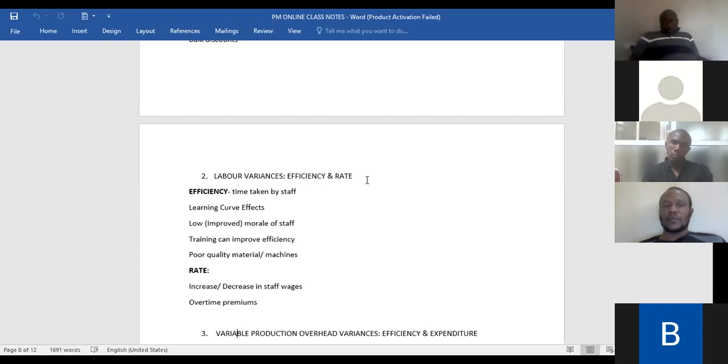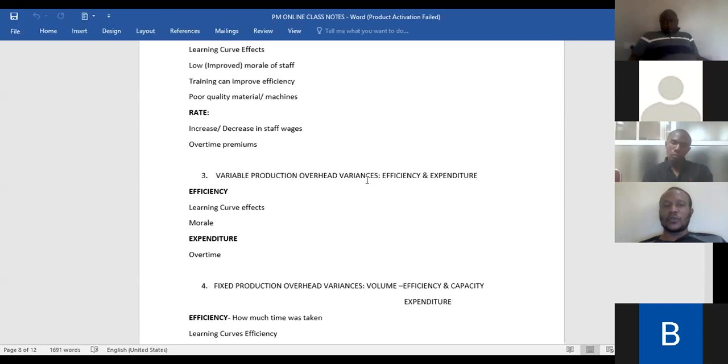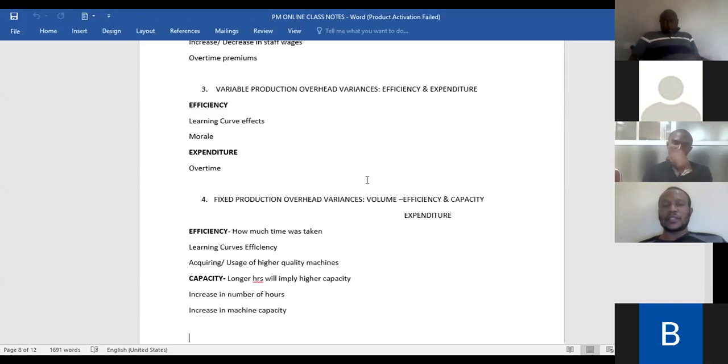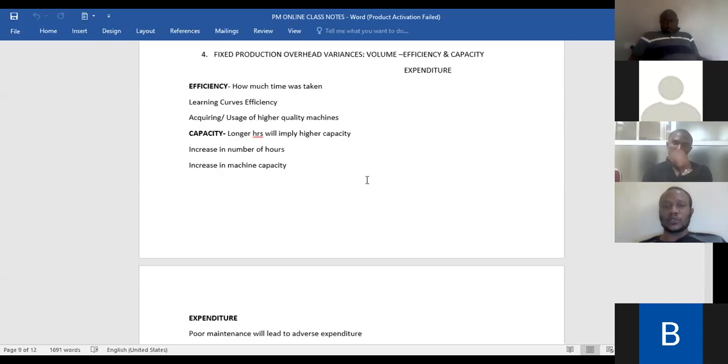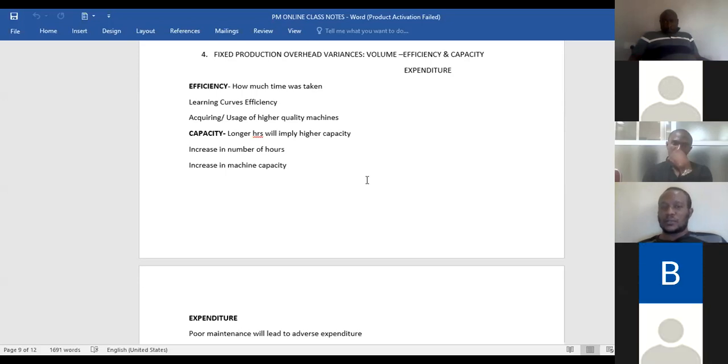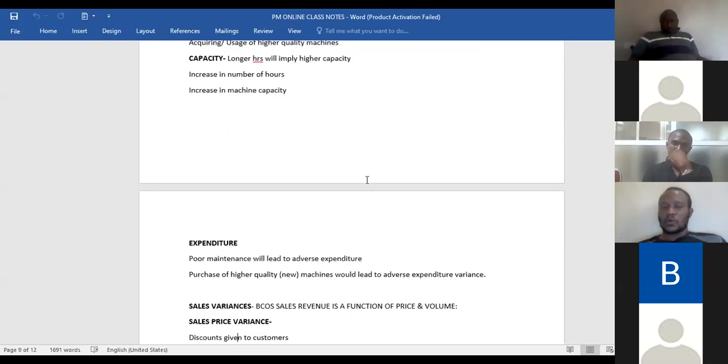We looked at variable production overheads and fixed production overheads. It is unlikely that in the exam you will see anything to do with overheads. It's unlikely. Unlikely is not a word that I use lightly, because you might see it, but most of the time the focus will be on the other aspects of variance that we want to look at now.